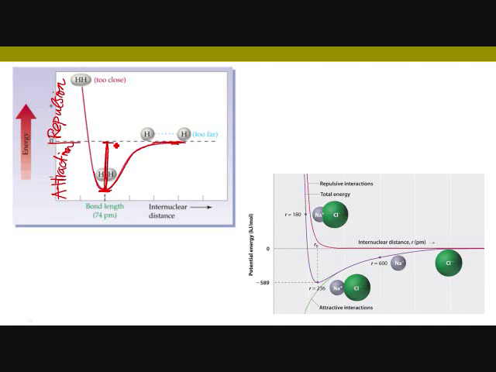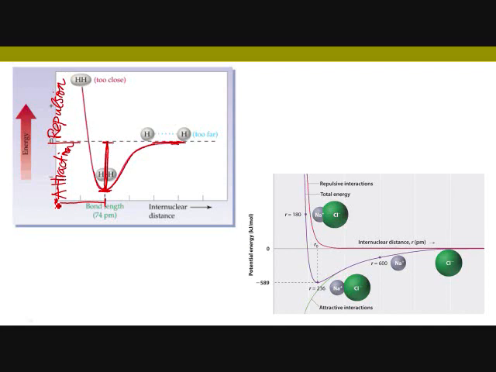Then from zero, that is also telling us the bond length. That's the distance between the two nuclei of the two atoms that are bonded together and how long that bond is. So for hydrogen, in this graph, the bond length is 74 picometers.